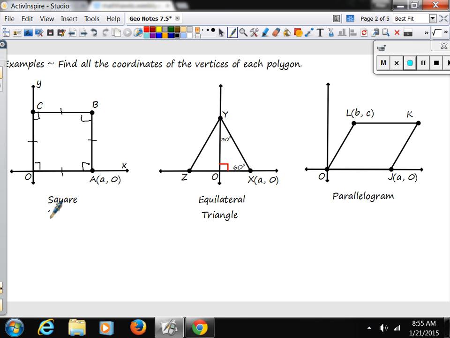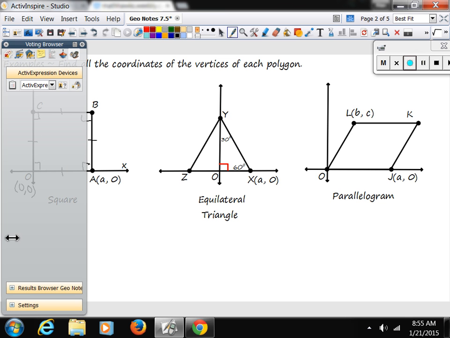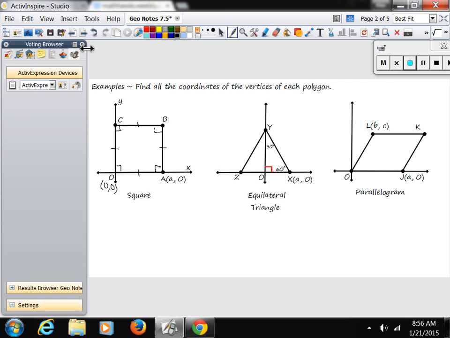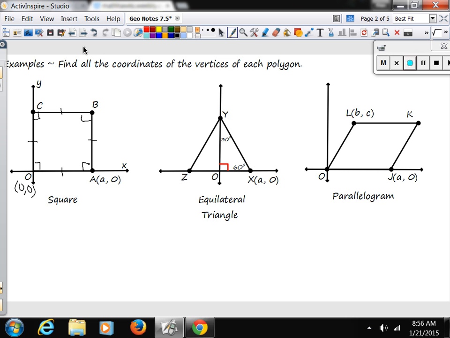Now, this bottom O right here is the point 0, 0. That's our origin. And point A is the point A, 0. Anybody know what point C would have to be then? Okay, think about what that C would be. Think about C. 0, A. Okay, why 0, A? Because it goes the same distance, but it just goes up. Good. It's the same distance.